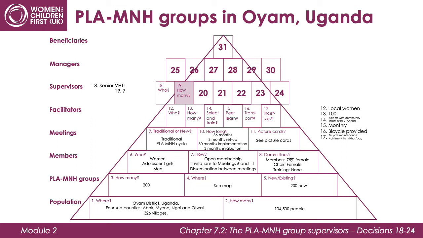Let's revisit our real-world example of a PLA-MNH group program in Oyam district, Uganda. 7 PLA-MNH group supervisors were selected, one from the catchment area in each of the 7 health centres in the program area. As a result, each PLA-MNH group supervisor was responsible for about 14 PLA-MNH group facilitators each. You will see that this is slightly above the maximum recommended ratio of 12 PLA-MNH group facilitators per PLA-MNH group supervisor. This is a function of the size of the senior VHT catchment areas. Despite this discrepancy, the partner felt that this ratio was still acceptable.